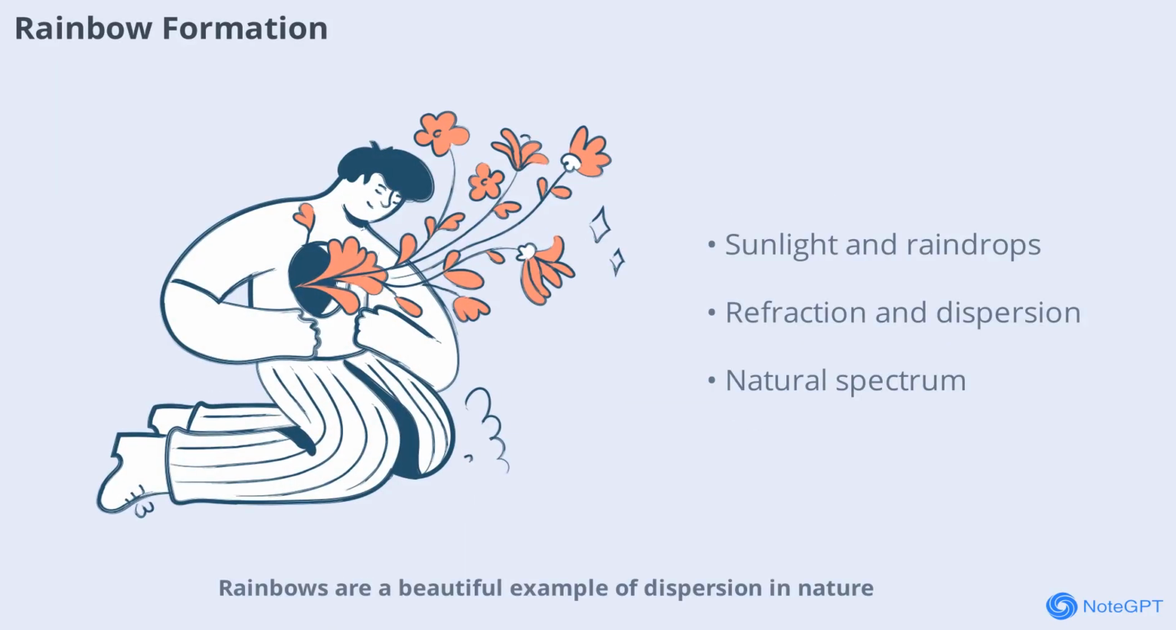Rainbows are a beautiful example of dispersion in nature. When sunlight passes through raindrops, it is refracted, reflected, and dispersed, creating a spectrum of colors in the sky. Each raindrop acts like a tiny prism, splitting the light into its component colors. This natural phenomenon is a perfect demonstration of the principles of light we've discussed.